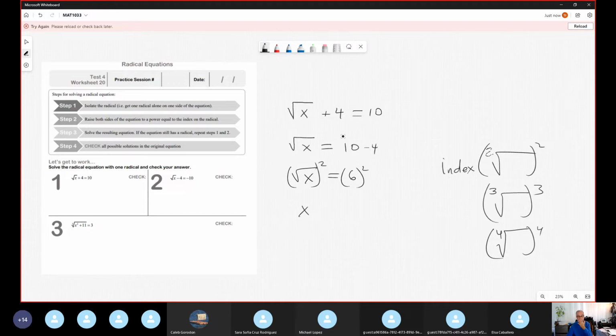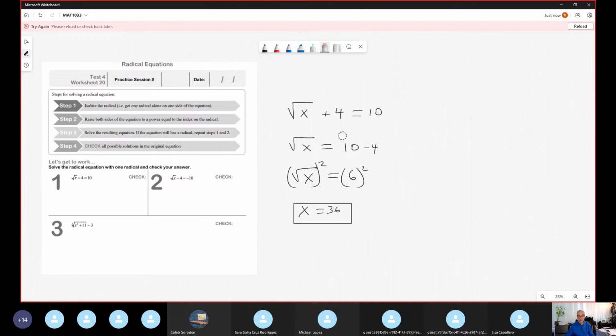So x equals, because I know very well that square power and square root undo each other, 36. And this is my potential solution that I need to check in step four. Step four, you plug it into the original equation. The square root of 36 plus 4 should be 10, question mark. Square root of 36 is 6, and 6 plus 4 obviously is 10. Okay, true statement. The solution is good.